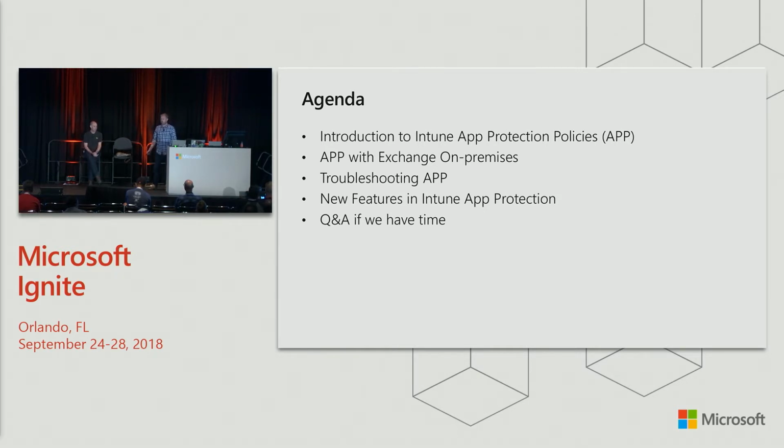We'll talk about troubleshooting APP. So this is a level 300 session. We want to give you guys some good technical content, so we'll talk about troubleshooting, some demos with that as well. And then we'll go across 4 of the newer features within Intune that we've shipped in the last 12 months. And if we have some time at the end, we'll do some Q&A.